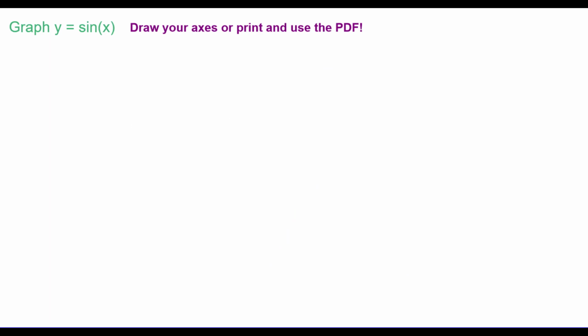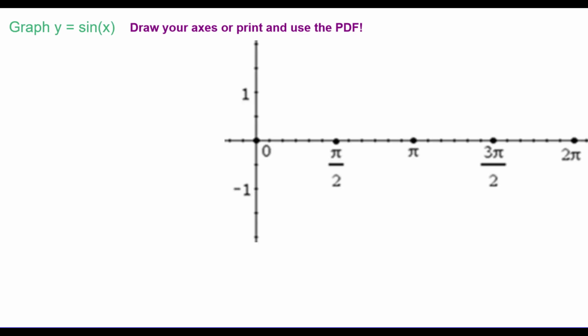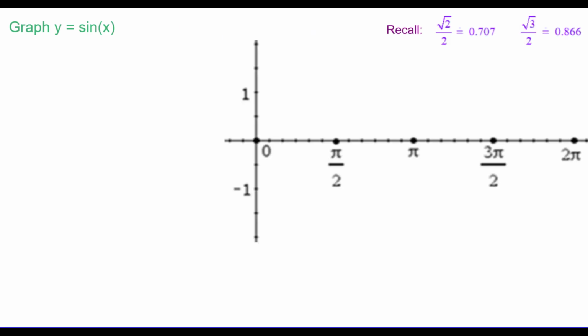So let's finally graph y equals the sine of x. Draw your axes or print and use the PDF. That's how we'll start. Again, we'll recall the decimal approximations to those two irrational numbers. We're going to create a table for each quadrant and then plot the ordered pairs.